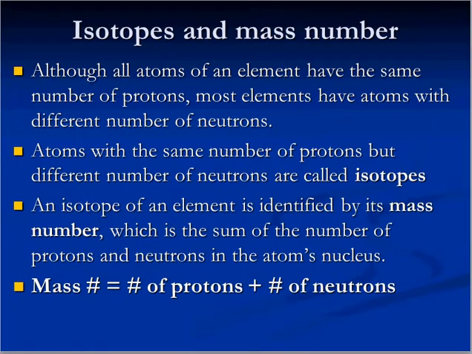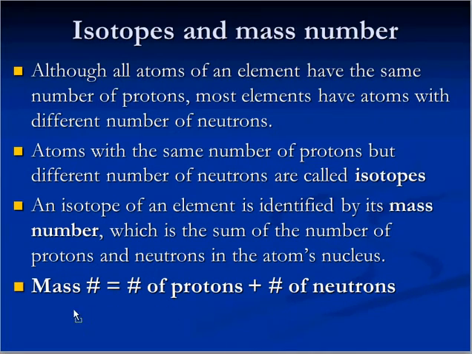Alright, next slide we're going to talk about isotopes and mass number. Although all atoms of an element have the same number of protons, most elements have atoms with different numbers of neutrons. So atoms with the same number of protons but different numbers of neutrons we define as isotopes. An isotope of an element is identified by its mass number, which is the sum of the number of protons and neutrons. And the relationship, we have mass number equals number of protons plus the number of neutrons.